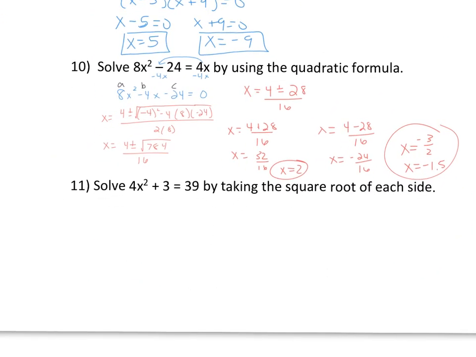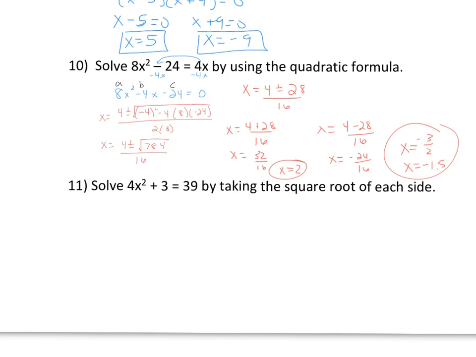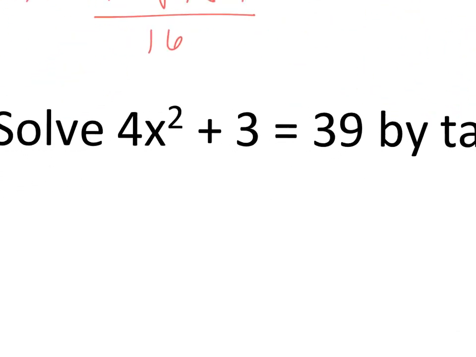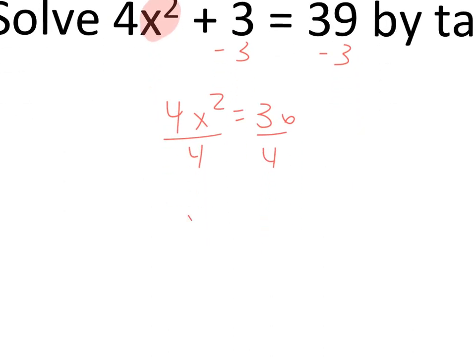Okay. On this last one here, it says solve by taking the square root of each side. So when we're taking the square root of each side, remember we are isolating this guy. Okay, so I'm going to subtract the 3 off and get 4x squared equals 36. I'm going to divide both sides by 4 and get x squared equals 9.